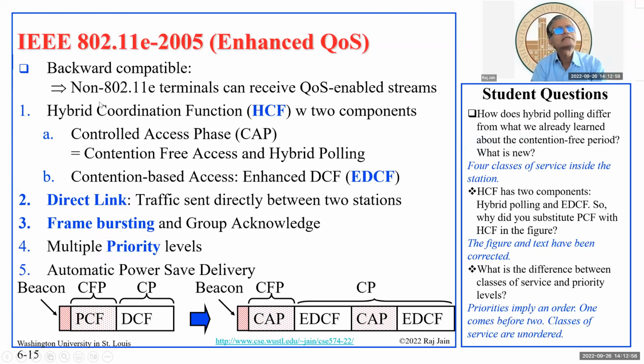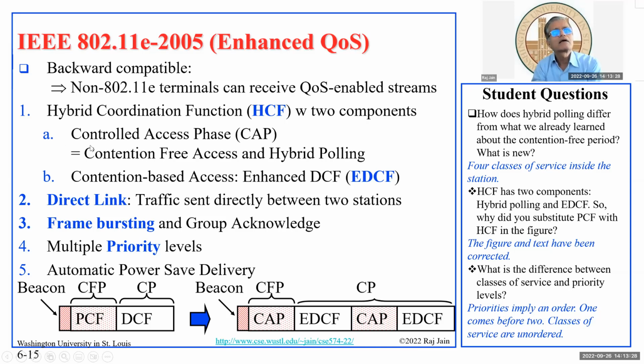HCF. SCF has two components, and I had here PCF and EDCF, PCF and DCF, whatever, right? And the question was basically hybrid polling and EDCF. Hybrid polling was here, right? Yeah. So why did you substitute PCF with HCF in the figure? So here there's a PCF, there's SCF. I changed the figure just to be clear about all this because there are two parts.